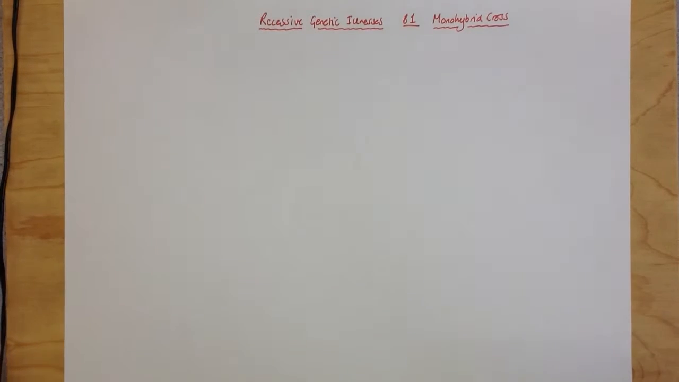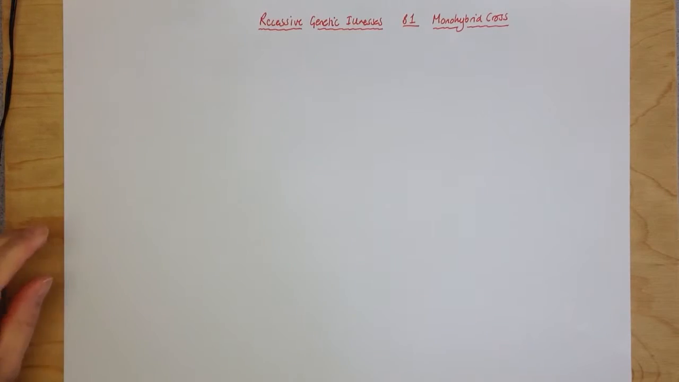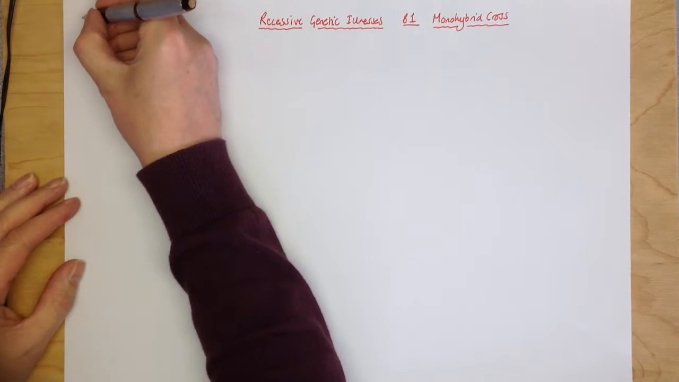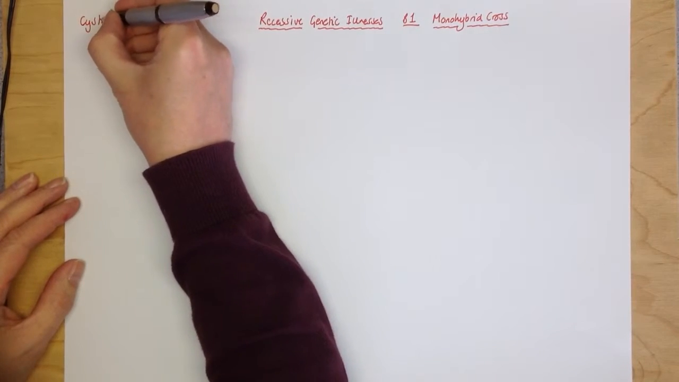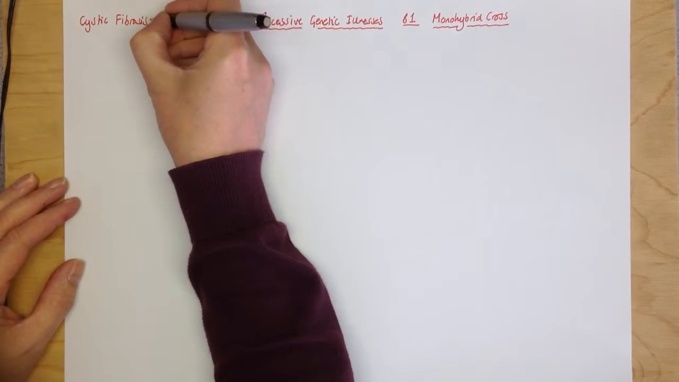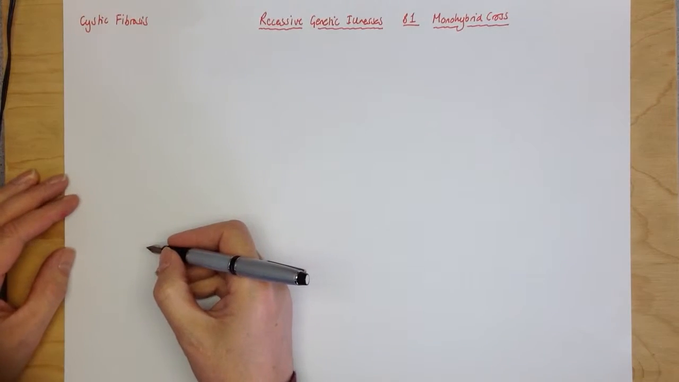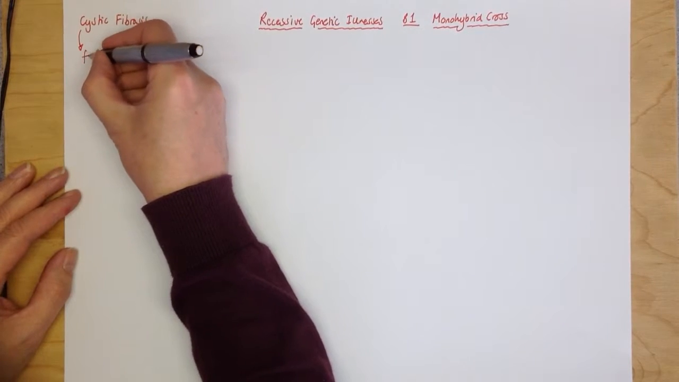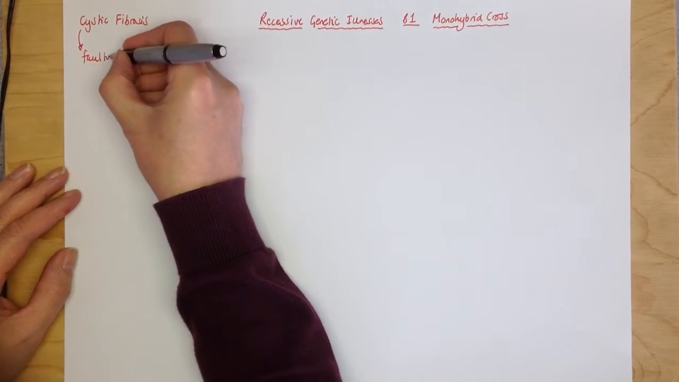Okay, for B1 there are two genetic illnesses that you need to know about, and you need to know that they are recessive genetic illnesses. The first one that we're going to do is cystic fibrosis. Now, cystic fibrosis is an inherited illness that is caused by having a faulty mucus gene.